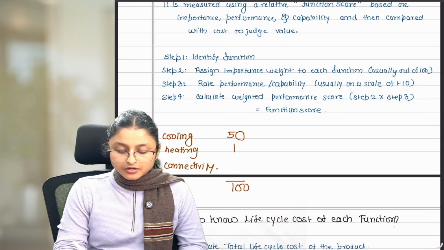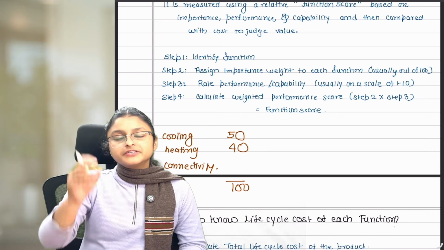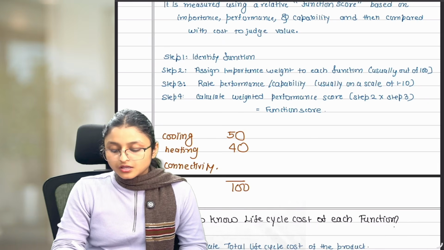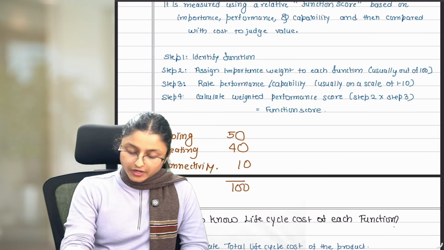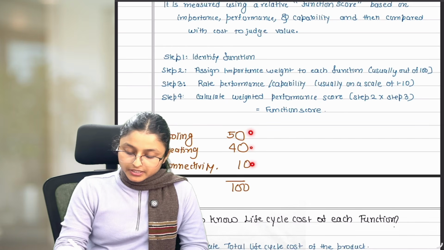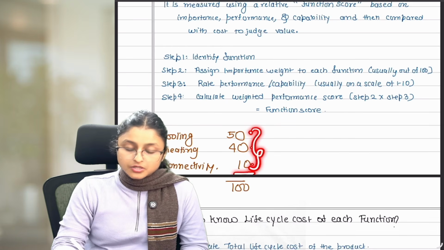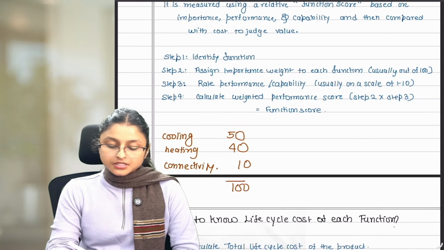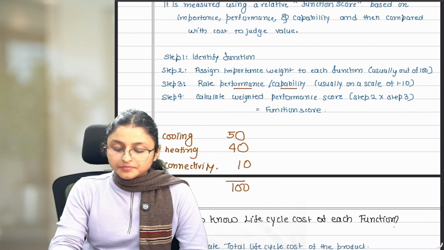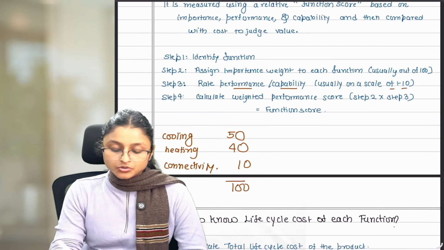So I'm giving it 40 points. But connectivity is the least important thing for AC, and I'm giving it 10 points. Done? So out of 100, I have given 50, 40 and 10. That means the total should be equal to 100 for all the functions together. Next, after this, rate performance or capability on the scale of 1 to 10.